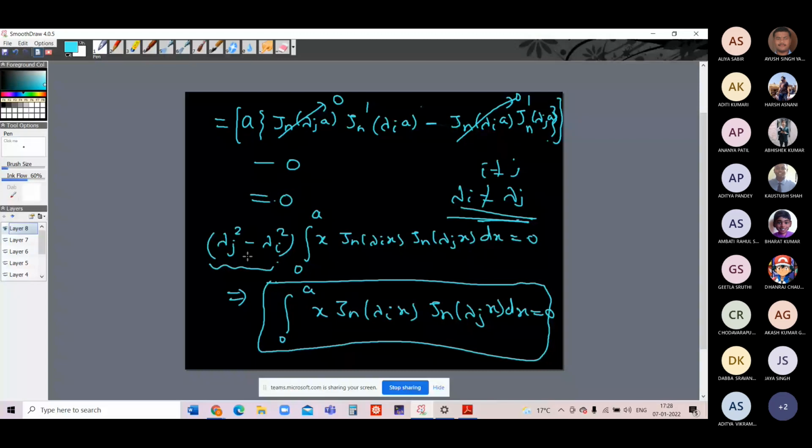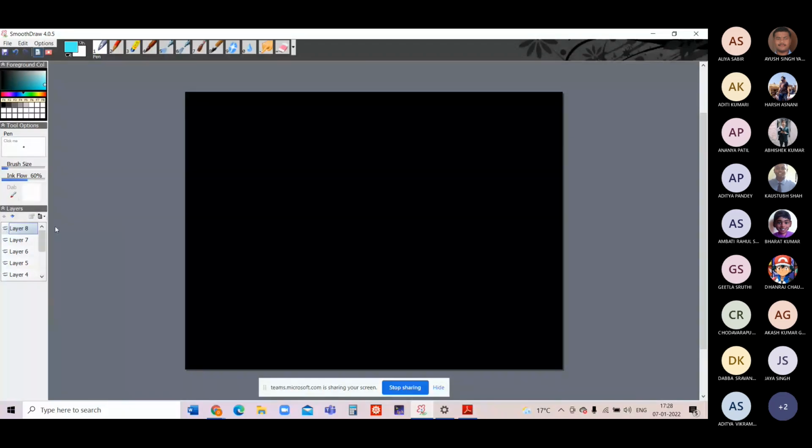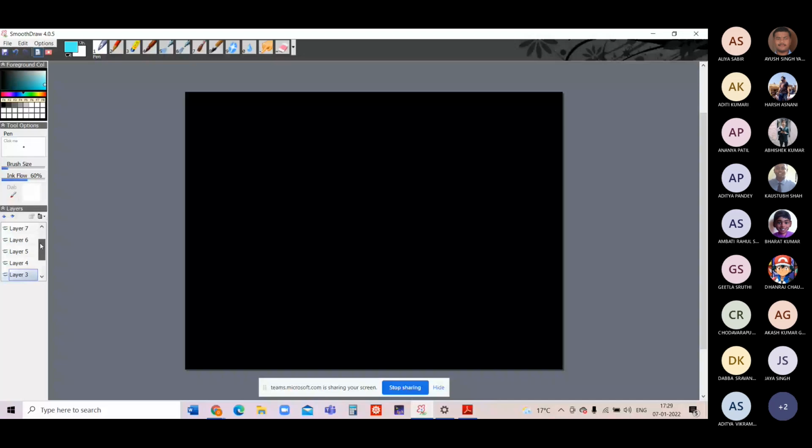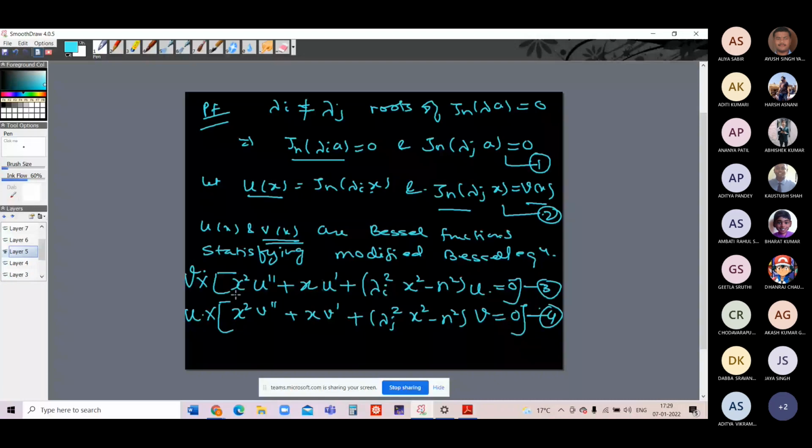So for i equal to j, in place of Jn(lambda_i x) Jn(lambda_j x), we will get Jn square of lambda_i x dx. Because we have to find the integral from 0 to a of x Jn square of lambda_i x dx. For this purpose, we will again use equation number 3, the modified Bessel equation satisfied by u.